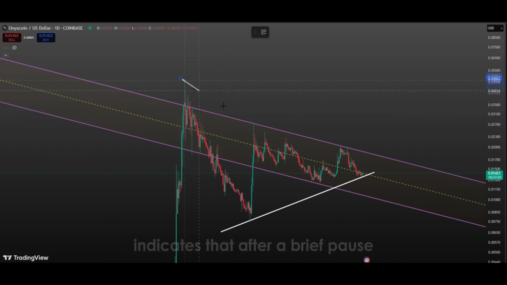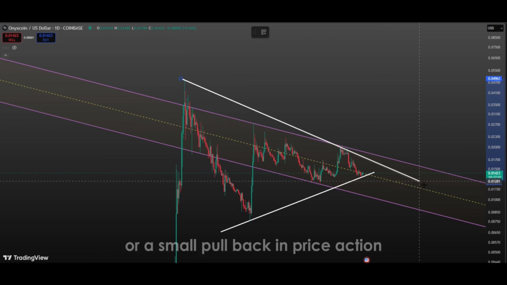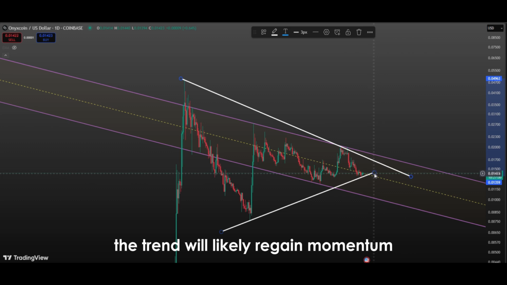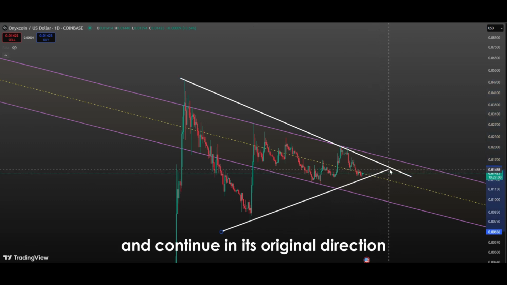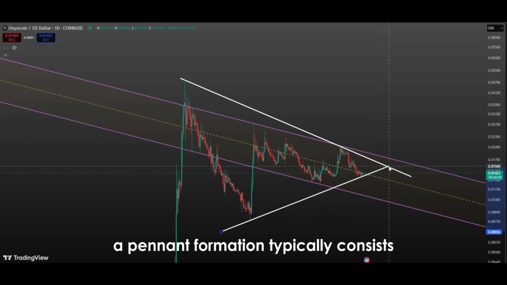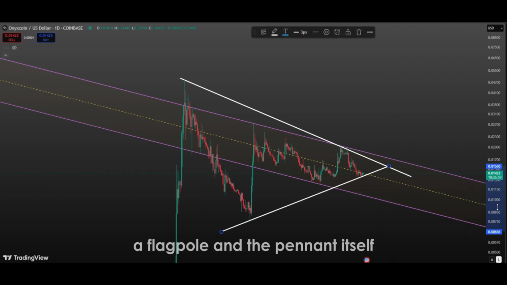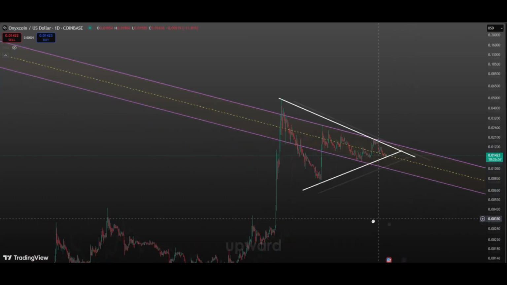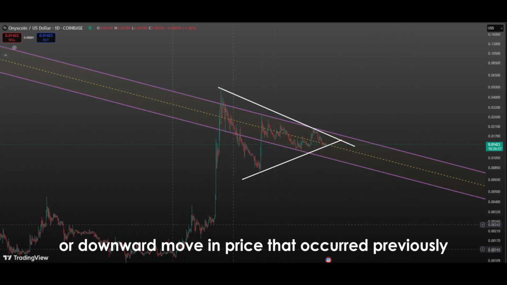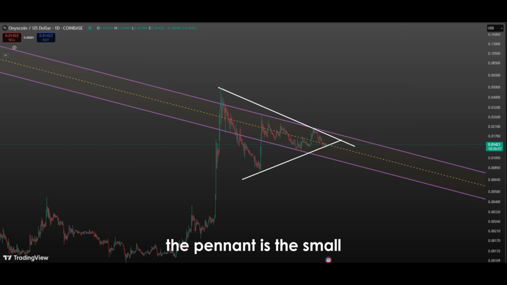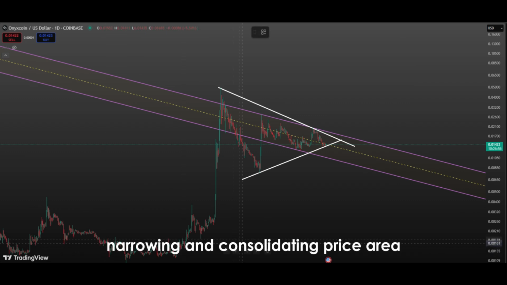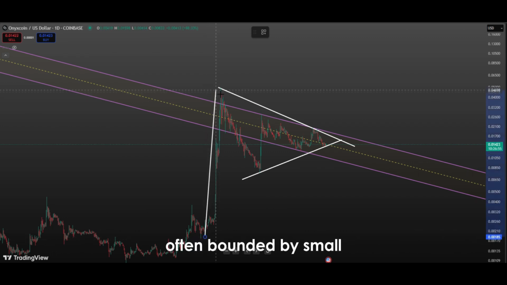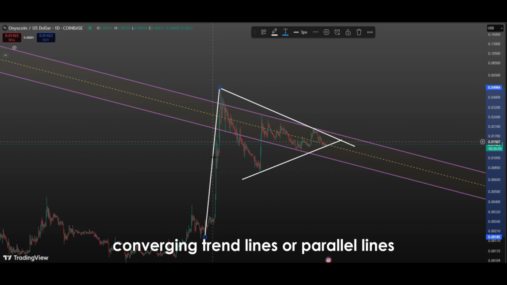This formation indicates that after a brief pause or a small pullback in price action, the trend will likely regain momentum and continue in its original direction. A pennant formation typically consists of two main components, a flagpole and the pennant itself. The flagpole represents the strong upward or downward move in price that occurred previously. The pennant is the small, narrowing, and consolidating price area that forms after this move, often bounded by small converging trend lines or parallel lines.